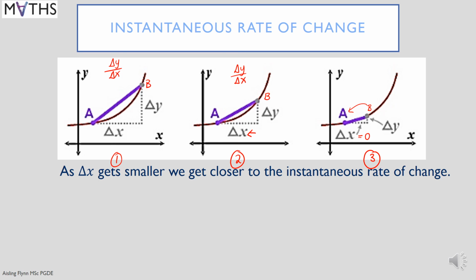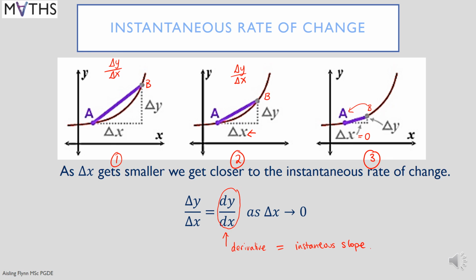As delta x gets smaller, we get closer to the instantaneous rate of change. And delta y over delta x becomes something called dy dx. We'll talk about that in a second. As delta x approaches 0, so as delta x gets closer and closer to 0, this dy dx, which we'll use in the next lesson, is called the derivative. And it is equal to the instantaneous slope. And that's what we'll be using calculus to find over and over again in the next few lessons.